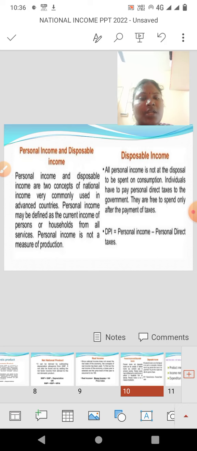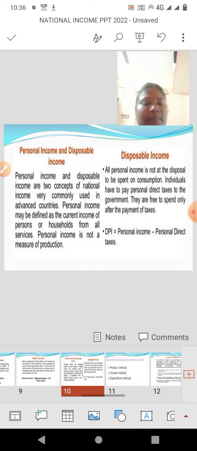Personal income is not only a measure of production, but not all personal income is disposable, to be spent on consumption. Individuals have to pay personal direct taxes to the government. They are free to spend only after the payment of taxes. DPI equals personal income minus personal direct taxes.